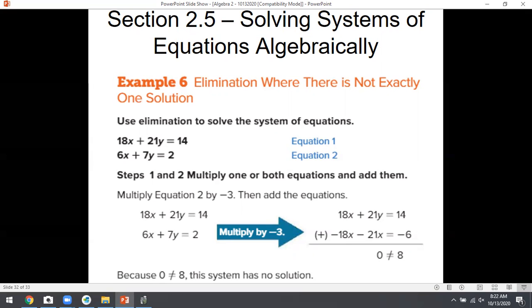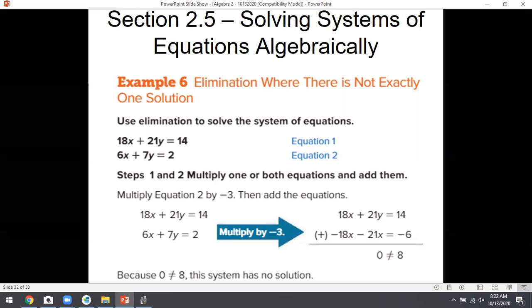18x minus 18x is nothing. 21y minus 21y is also nothing. So there's nothing left on this side. And over on the right, we got 14 minus 6, which is 8.